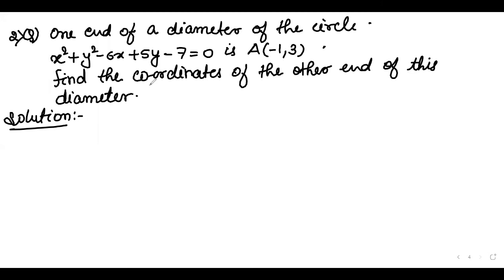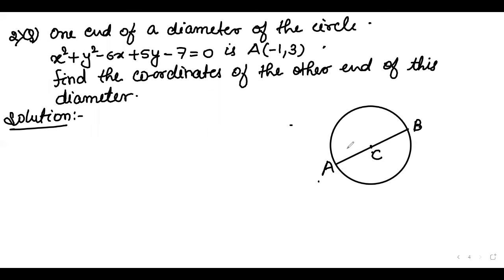Here's the next question. One end of a diameter of the circle x square plus y square minus 6x plus 5y minus 7 equals to 0 is (-1, 3). Find the coordinates of the other end of this diameter. So I'm going to draw a circle here. So I've drawn here a circle.